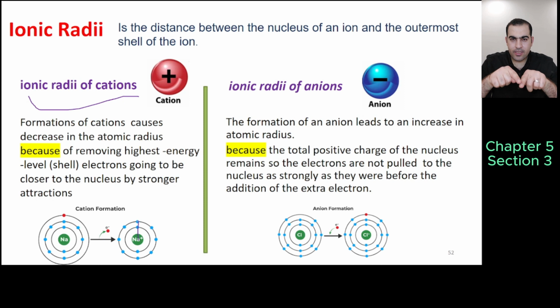Formation of cations causes what? It causes a decrease in atomic radius because of what we talked about.